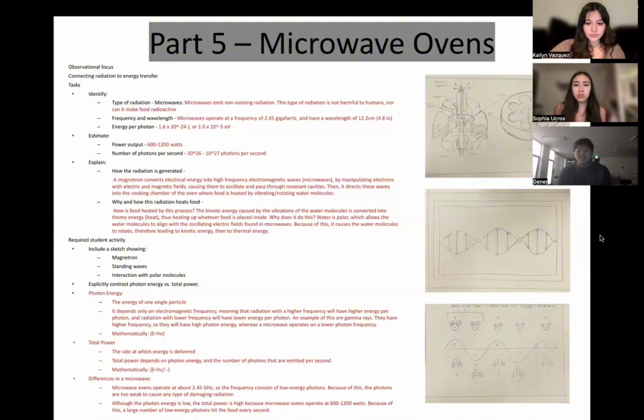Once inside the chamber, the waves reflect off the metal walls and form standing waves, which can be seen in the second diagram, which creates regions of higher and lower microwave intensity. This is why food sometimes heats unevenly if it is not rotated properly. So how and why is food heated once it's placed inside a microwave oven?